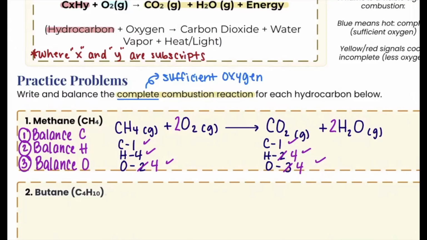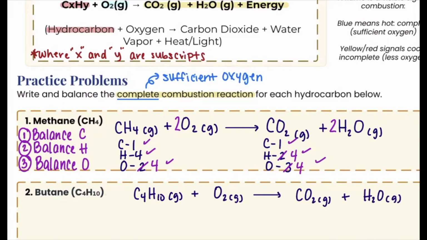All right, now let's check the complete combustion of butane, which has the formula C4H10. We'll start by writing the skeleton equation. On the reactant side, we have C4H10 reacting with oxygen gas to produce carbon dioxide or CO2 gas and H2O gas. Now we got to balance. First, let's count our atoms. So on the left side, we have 4 C's, 10 H's, and 2 O's. On the right side, we have 1 C, 2 H's, and 3 O's.